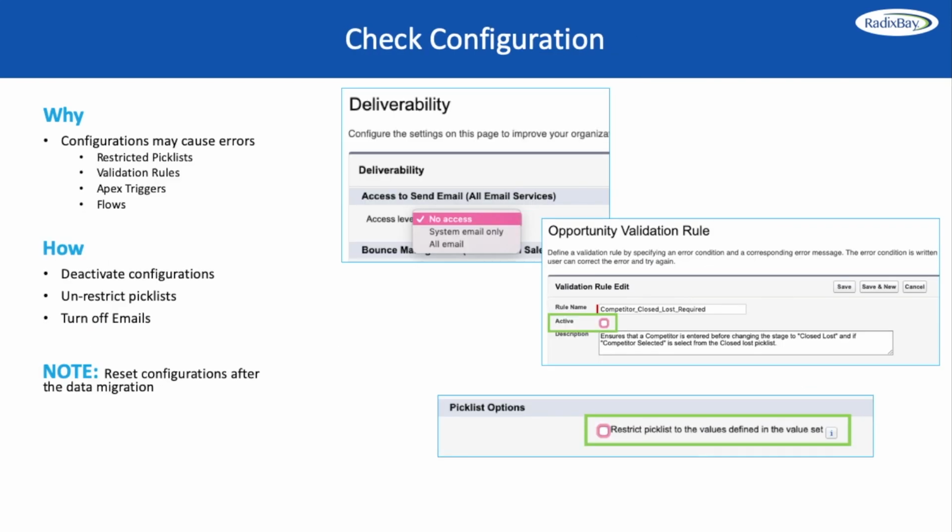My next recommendation is to check configuration. Certain configurations can cause errors, like restricted pick lists, validation rules, apex triggers, and flows. You'll want to deactivate these configurations before you run your migration code. I recommend that you unrestrict any pick lists and also turn off emails. And you can use that Salesforce Switch tool I mentioned earlier to turn off validation rules, triggers, and flows. Please note that you need to reset the configurations after the data migration. You don't want clients to use the system with incorrect configurations.